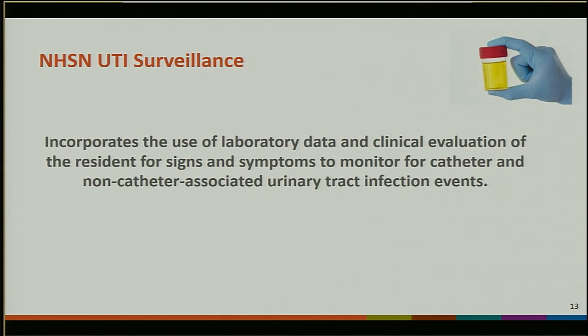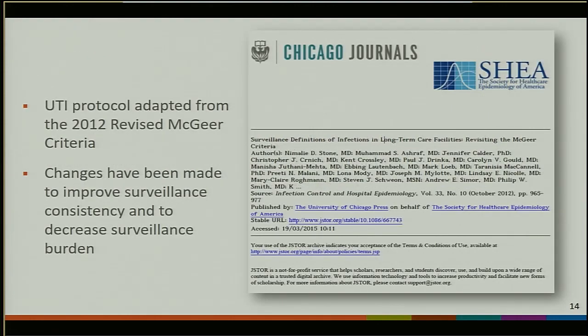You're going to incorporate those resident signs and symptoms as well as that urine culture data. And you have to have both in order to meet one of the NHSN UTI criteria. We did adopt the UTI protocol from the revised McGeer criteria, so you're going to see it's very, very similar. We have made changes over the years based on feedback from our users and some of the data that we see coming in, and really to improve the applicability of using these data for surveillance purposes.